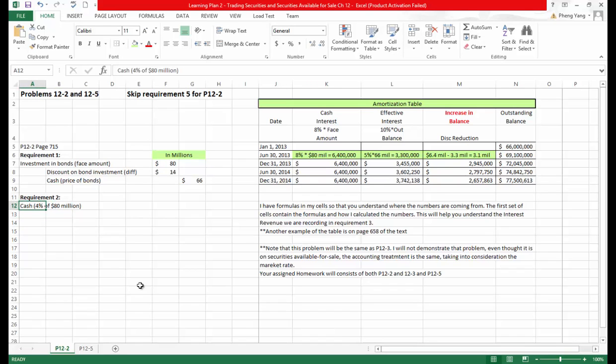Remember, they yield 8%, but because we are calculating interest semi-annually, we're going to take half of that 8%, which is now 4%. And then we're going to debit the discount on bond investment. And then we're going to credit interest revenue. Now, interest revenue is going to be 5%. Excuse me, 5% of the 66 million.